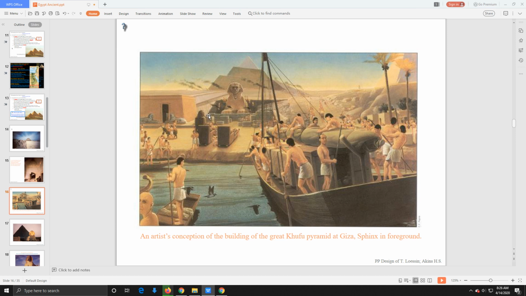This is a picture of people in Egypt constructing the pyramids. You see the Sphinx right there, and beyond the Sphinx in the background, you can see how a pyramid is being constructed. See how they have a ramp that goes up it. So that's how we think they constructed the pyramids. They built ramps and then pushed the blocks up the ramps.